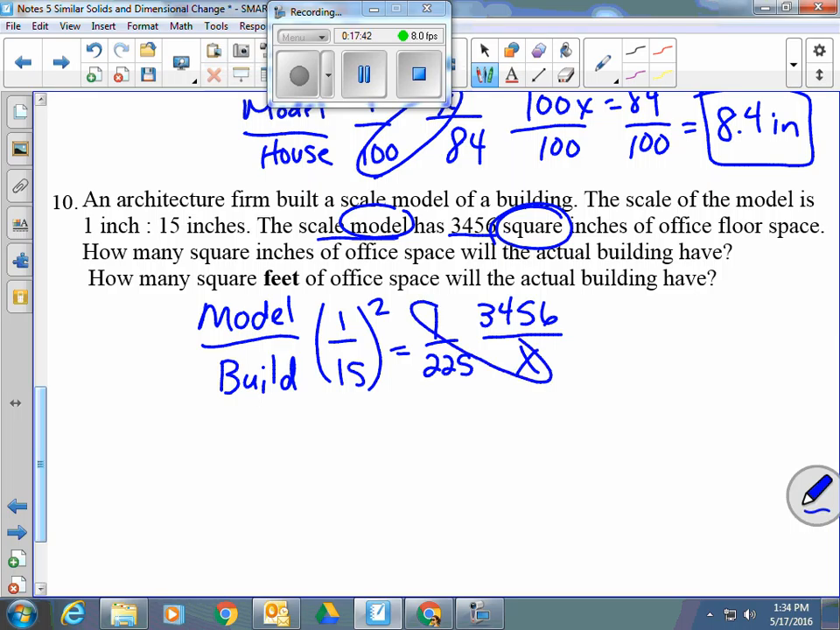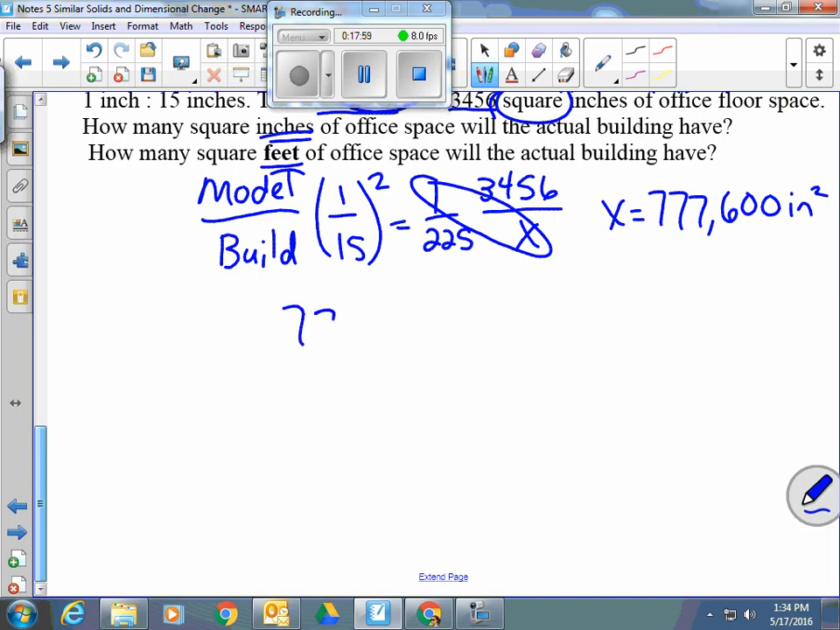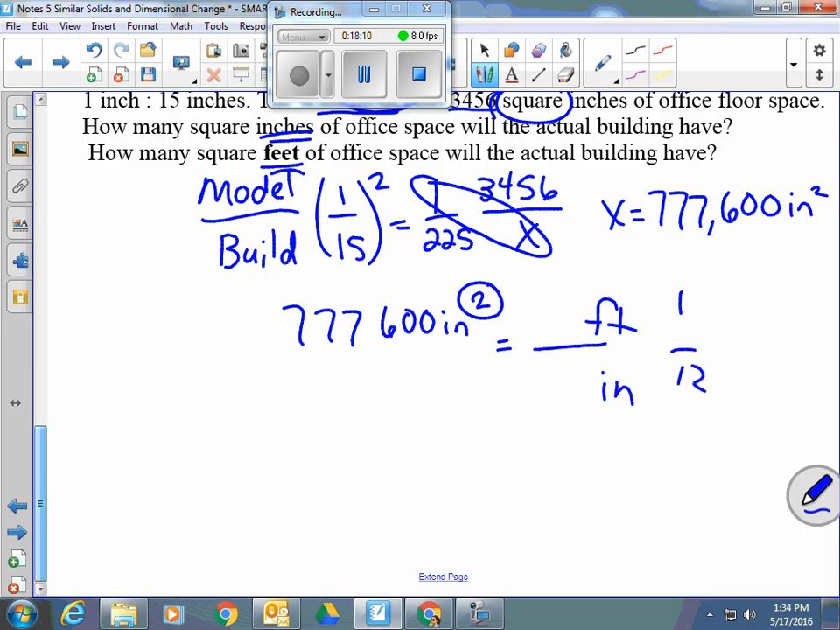Okay, here I'm going to cross multiply. So X is 777,600. And then the next question says, I don't want inches because this is going to be inches squared. I want feet. So if I came down here, 777,600 inches squared, how many inches are in a foot? 12. Right? But I don't want 1 foot and 12 inches because I need it to be squared. So I will have to square this. So it'd be 1 over 144.